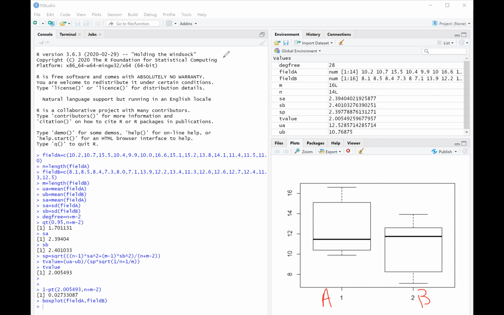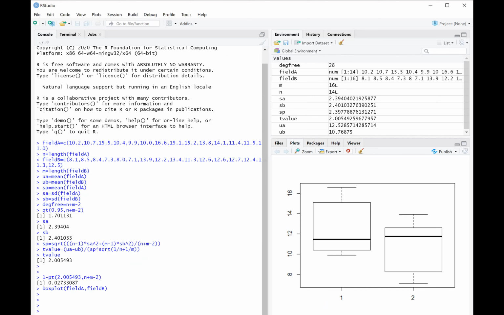Okay, so we've done this by hand now. Wouldn't it be great if we could do this with RStudio, with our data, and not actually have to go through the rigmarole of doing this all by hand? Fortunately, there is, and it's called the t-test.